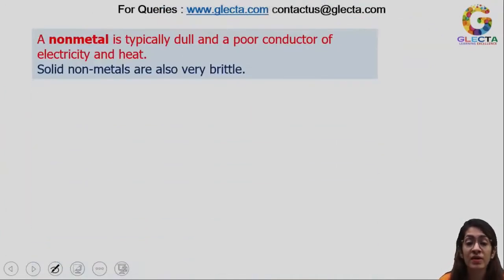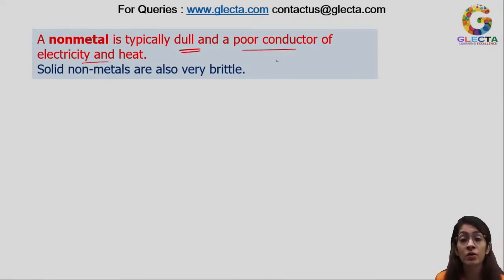A non-metal is typically dull and a poor conductor of electricity and heat. Now, just opposite to the properties of metals, a non-metal is dull, whereas metals, we have seen, are lustrous, and non-metals are poor conductors of electricity and heat as well, whereas metals are good conductors of heat and electricity. But there is again an exception to this, which is graphite, which is a good conductor of electricity and heat.